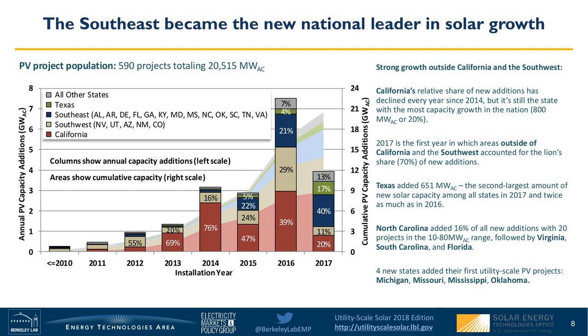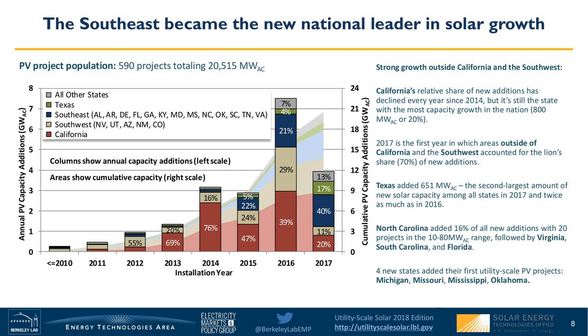What is really the big driver of new capacity and new growth in the United States is Texas and the Southeast. Texas has nearly doubled its capacity additions from last year, and is now the second largest state in terms of new additions with 650 megawatts. And the Southeast, the blue bar here, really shined in 2017.